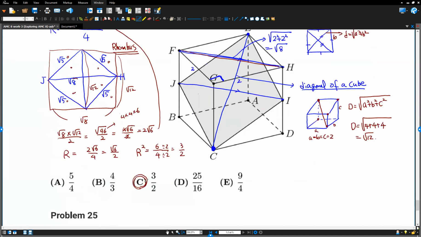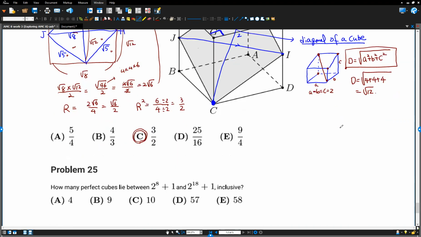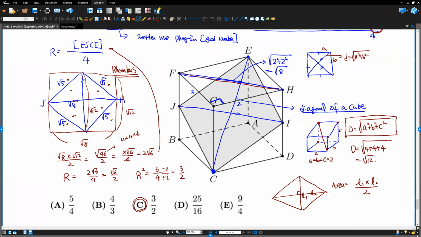Any questions about this? This is a rhombus, not a square, okay? This is a rhombus, not a square. And also memorize the diagonal of a cube. All right? And also for a rhombus, when you have the length of a diagonal L1 and the length of a diagonal L2, because these two diagonals are perpendicular, the area of this one equals diagonal 1 times diagonal 2 divided by 2, right?